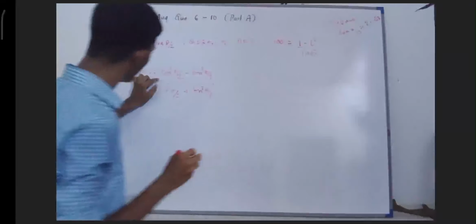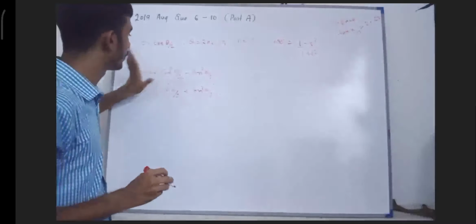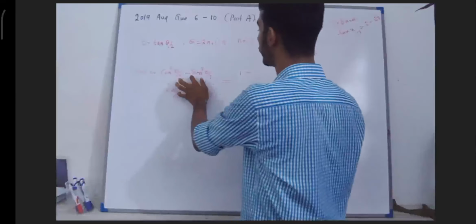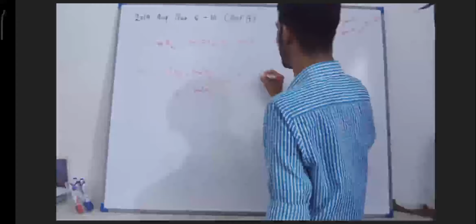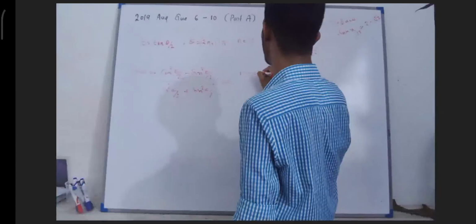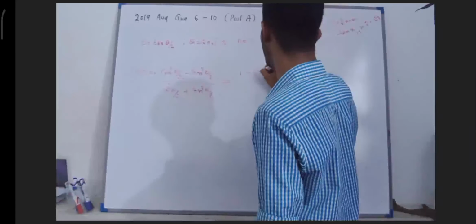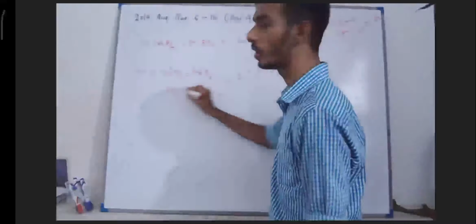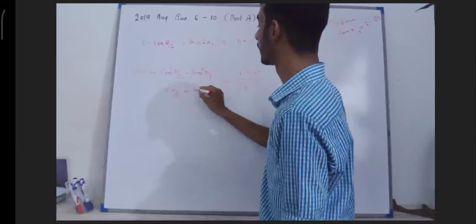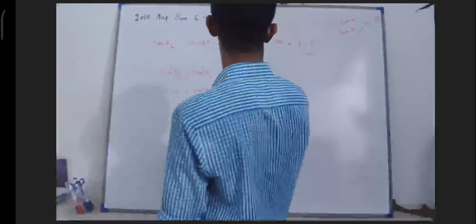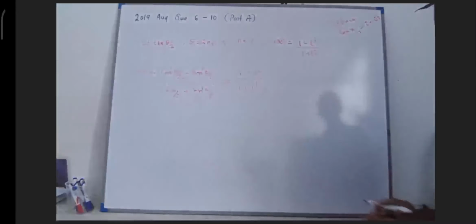So if I divide by cos square theta by 2, I will get 1 minus sin square theta by 2 divided by cos square theta by 2, that is tan square theta by 2. Taking tan theta by 2 as t, I can write 1 minus t square divided by 1 plus, again, sin square theta by 2 over cos square theta by 2, which is t square. So I have just proved this. That's all.